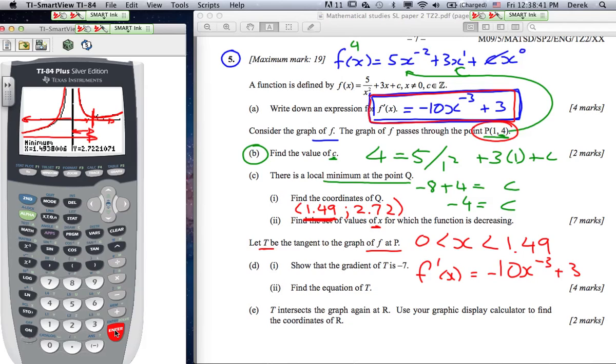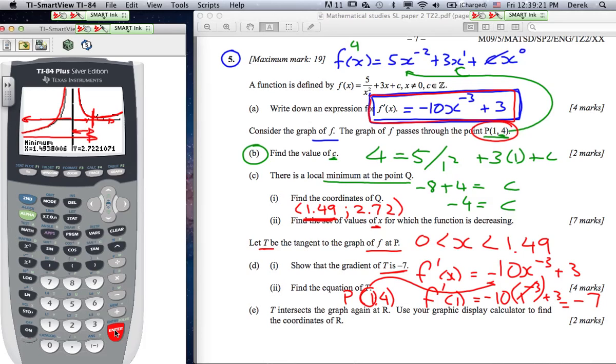Now the point P that we're looking at is this one over here. So P is the point (1, 4). I'm going to put in my x value of 1 into here, and it will give me my gradient. So f prime of 1 is going to be -10 times 1 to the -3 plus 3, and 1 to the -3 is just 1. So it's -10 plus 3, which is equal to -7. So we've shown that the gradient is equal to -7.